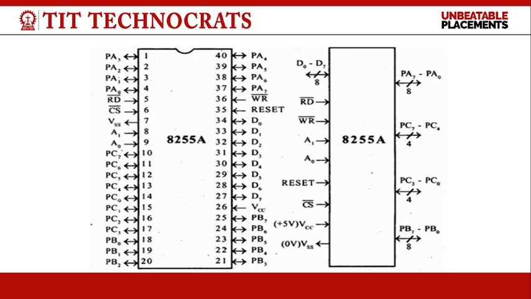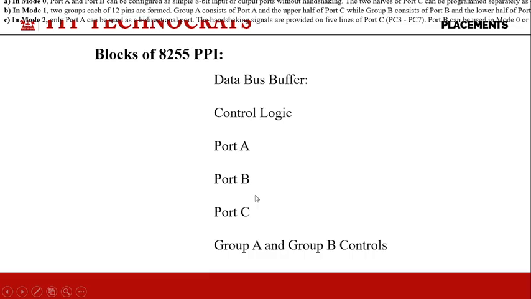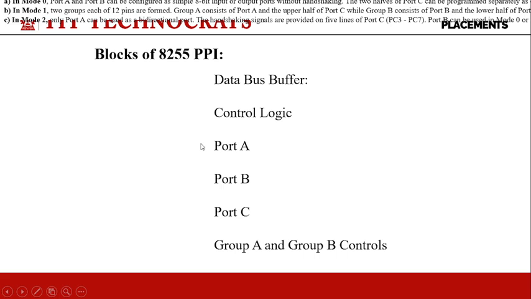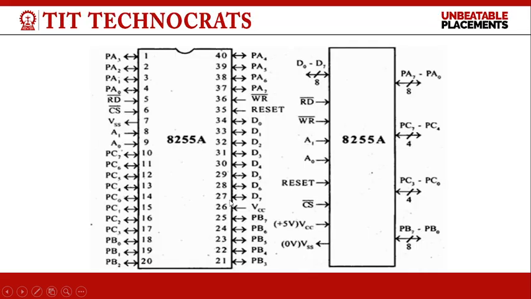These lines A1 and A0, with RD, WR and CS bar, form the operation for 8255. The address lines are used for addressing any one of the four registers, that is 3 ports and the control word register, as we will discuss further. Other than this, there are 8 data lines D0 to D7, as we discussed in the block diagram. This D0 to D7 is connected with the data bus buffer. These are the 8 data lines.